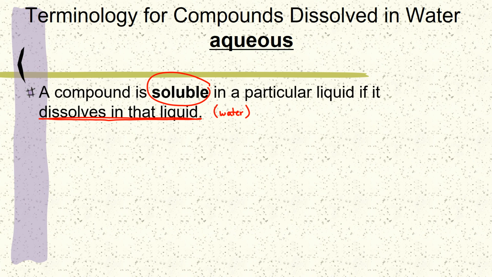All right. The other thing is anytime that we see something as soluble, when we're writing it in a compound, if it's a soluble compound, we're going to say that it's aqueous. So soluble means that it will dissolve. That means it's going to form an aqueous solution.